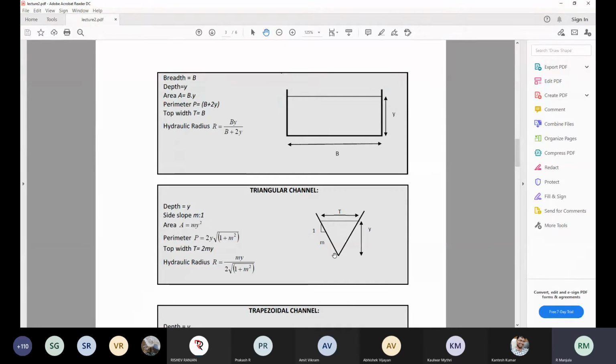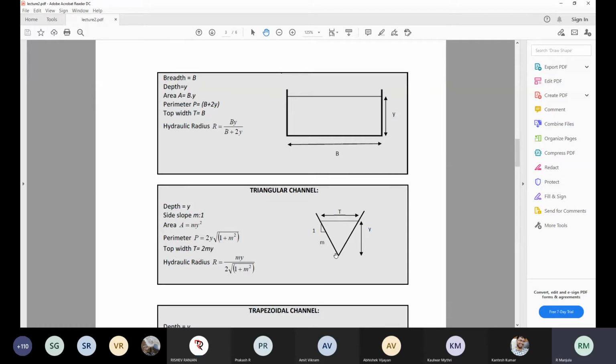So I am multiplying by 2, because this as well as this side count, while this is not going to be your wetted perimeter. The perimeter is only this portion as well as this portion. So twice Y into square root of 1 plus M square is nothing but the wetted perimeter of a triangular channel. Now what is the top width?